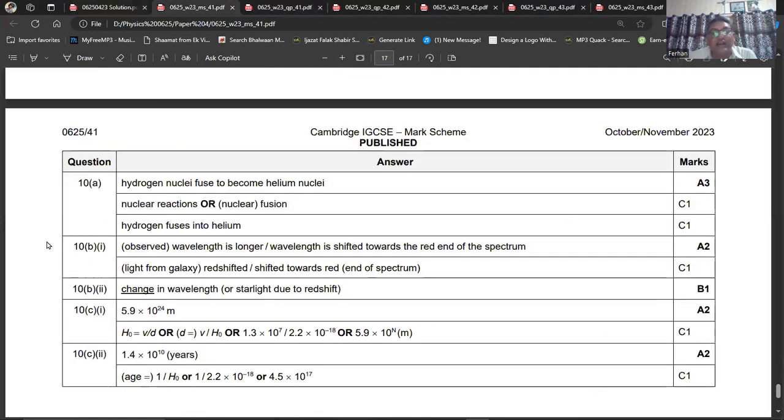So let's have a look at the marking scheme. It says observed wavelength is longer, wavelength is shifted towards the red end of the spectrum. Light from the galaxy is shifted towards the red end of the spectrum.